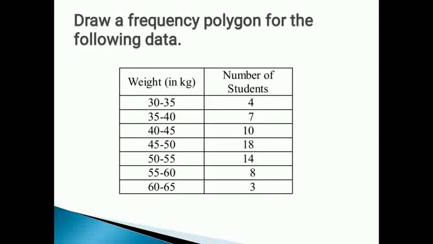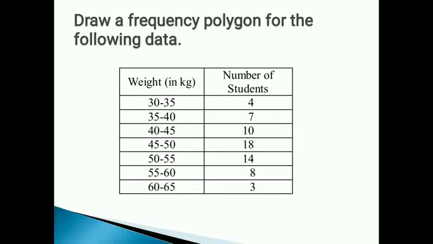The example of frequency polygon. Draw a frequency polygon for the following data. The first column stands for classes, that is weight in kilograms, and the second column stands for the frequency, that is the number of students. First class is from 30 to 35 kilograms and 4 students are included in the first class. Similarly, 7 students are included in the second class, that is, 7 students having weight from 35 to 40 kilograms.